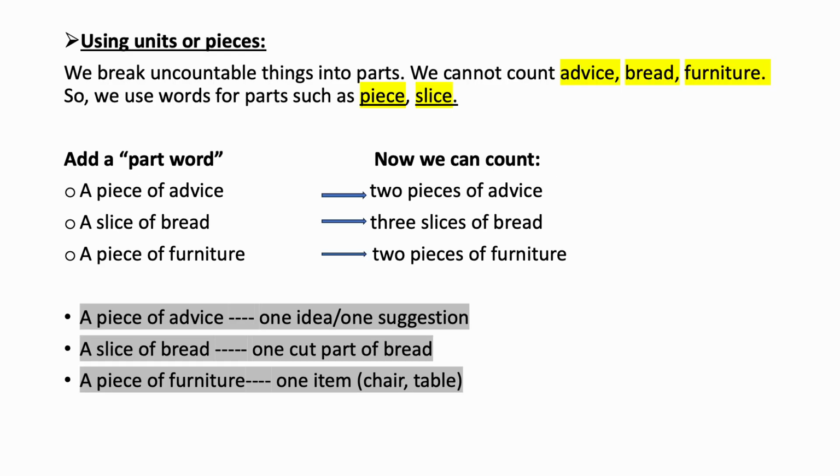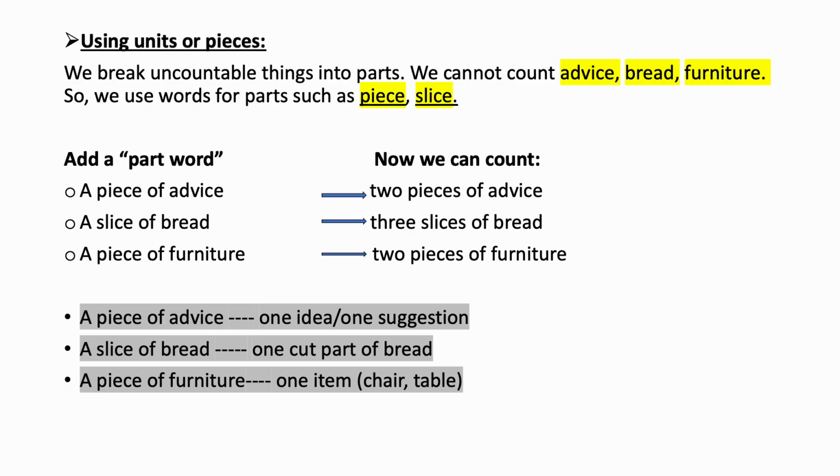Using units or pieces. We break uncountable things into parts. We cannot count advice, bread, furniture. So we use words for parts such as piece and slice. So we say a piece of advice and we can count 2 pieces of advice, 3 pieces of advice, 4 pieces of advice.